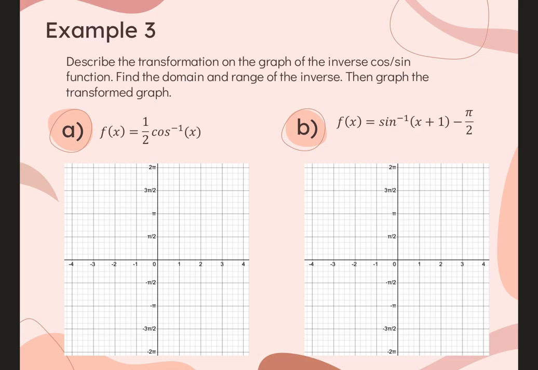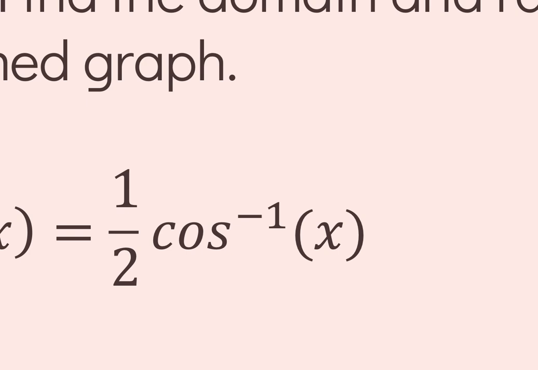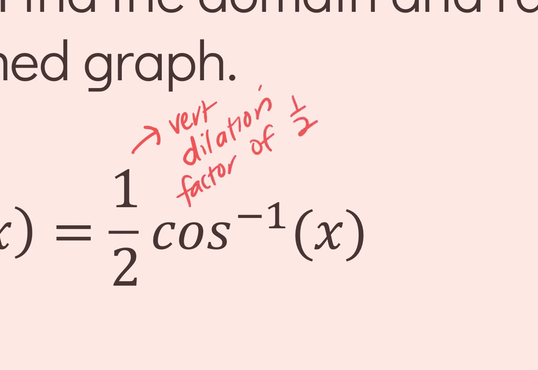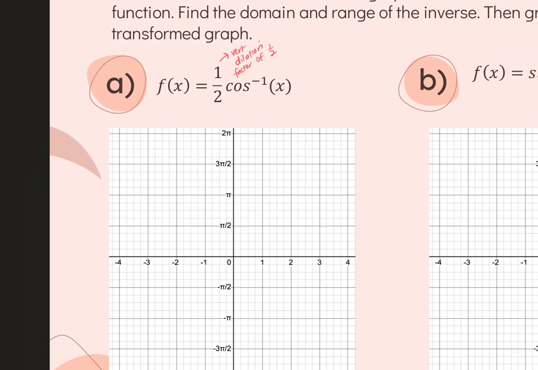All right, so it says describe the transformations on the graph of the inverse cosine function. Find the domain and range of the inverse, then graph the transformed graph, okay? First of all, talk about the transformations. The 1/2 on the front is doing what? Vertical dilation by a factor of? Good. No other transformations, right?